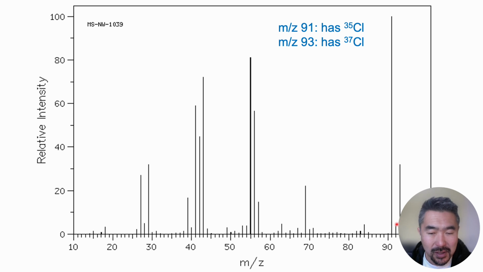Now, if you're wondering about these tiny little peaks right next to it, those are due to the C13 isotopes. This peak at 91 contains the Cl35. This peak at 93 contains the Cl37 isotope. If you're curious, this peak contains at least one C13 isotope, as well as a Cl35 isotope, if that makes sense.